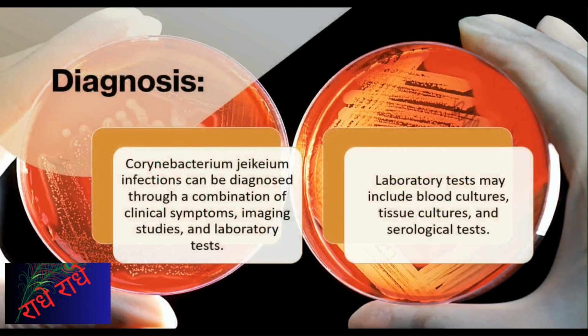To diagnose Corynebacterium jeikeium infections, a combination of clinical symptoms, imaging studies, and laboratory tests is typically used. Laboratory tests may include blood cultures, tissue cultures, and serological tests. These tests help identify the presence of the bacterium and determine the appropriate treatment approach. Additionally, clinical symptoms and imaging studies aid in the diagnosis of the infection caused by Corynebacterium jeikeium.